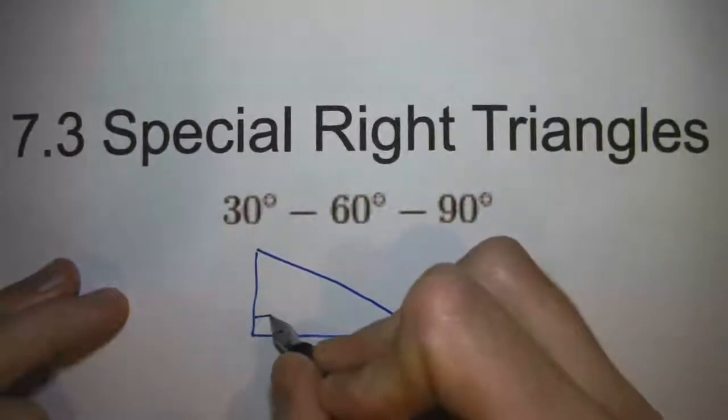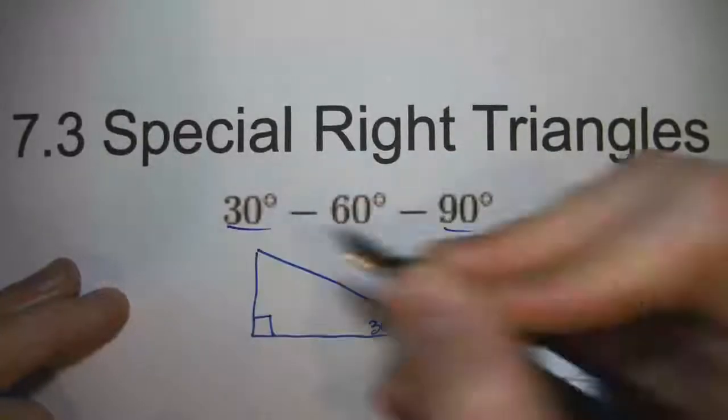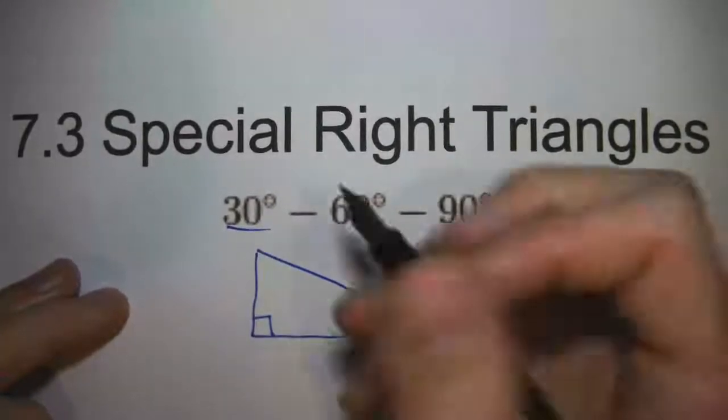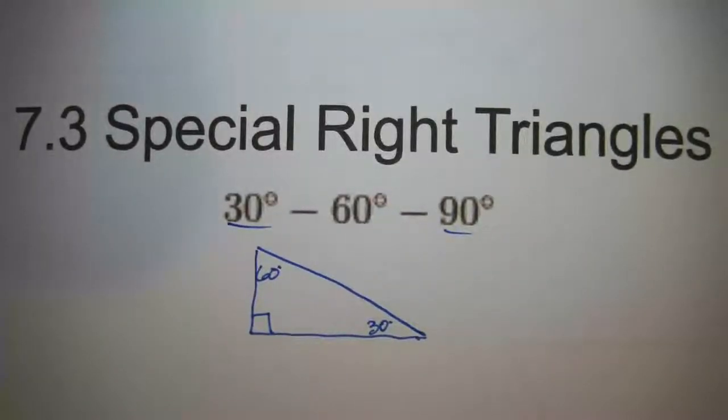We'll have a 90-degree angle in there, obviously. We'll have a 30-degree angle in there. And then, of course, because we have to add up to 180, our final angle is 60 degrees. So this is the type of triangles that we'll be using.